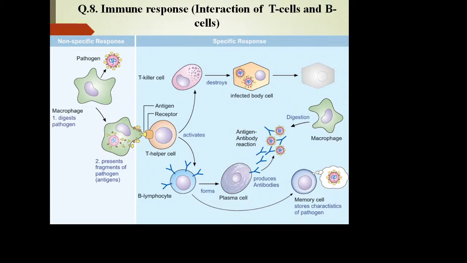We should talk about immune response. Immune response is the response of the immune system to antigen. In other words, it's the interaction of T cells and B cells during immune response when some antigen enters the human organism. In this scheme, you can see the interaction of cells and the main stages of immune response.